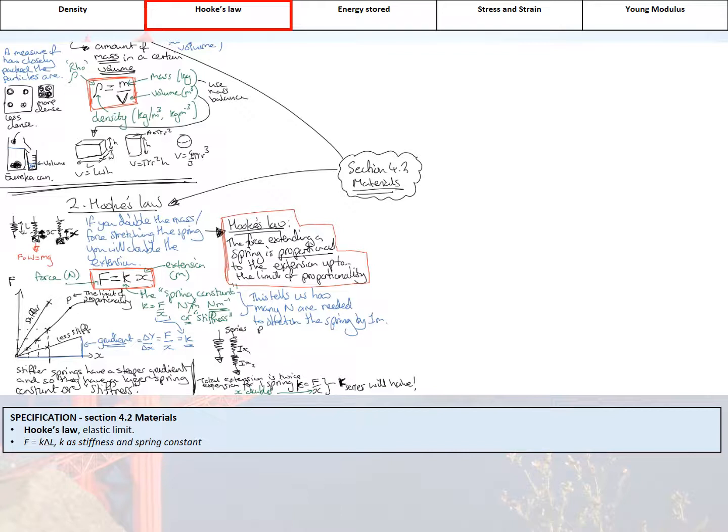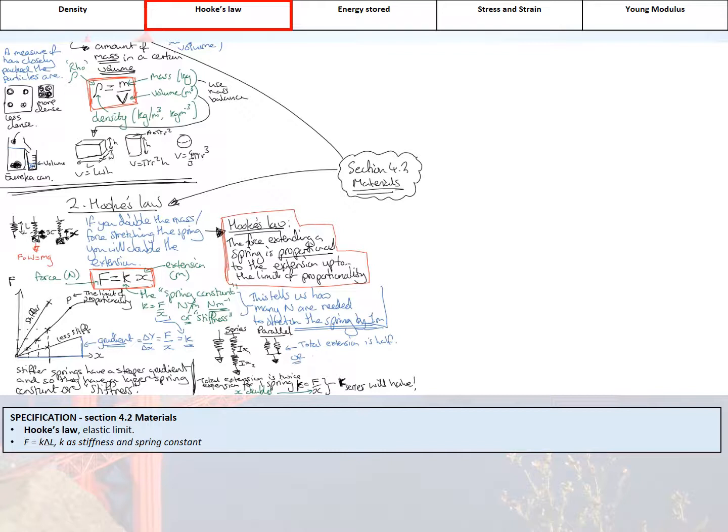However, in parallel, like so, let's just change colour to blue. Oh, that's going to be a rule off after that bit there, which tells us what the spring constant is. So here, the total extension is half, because you have to stretch both springs.